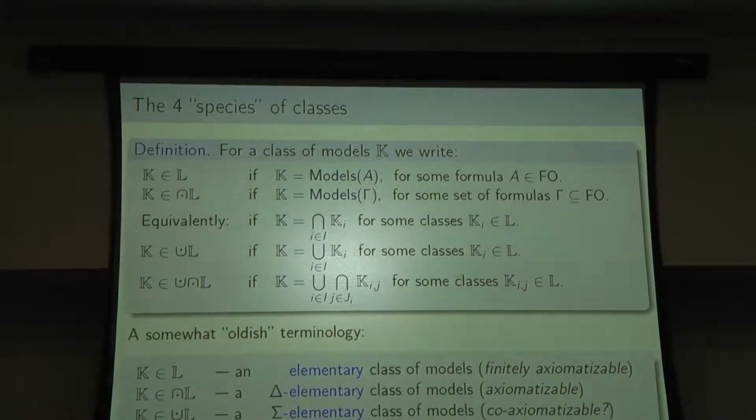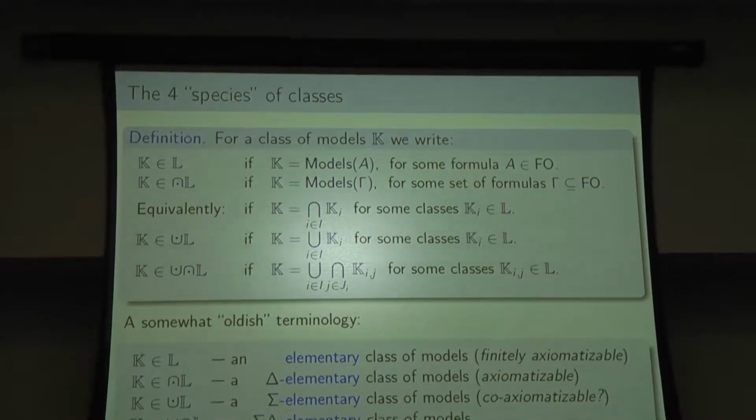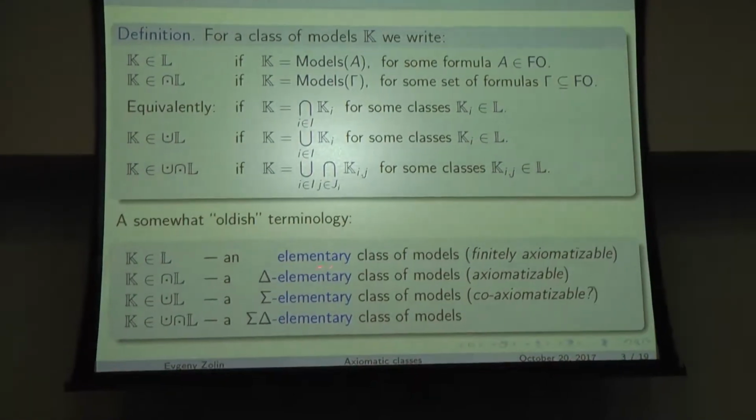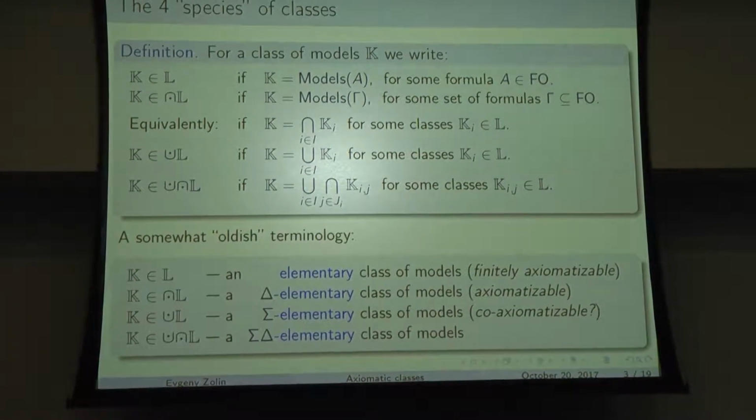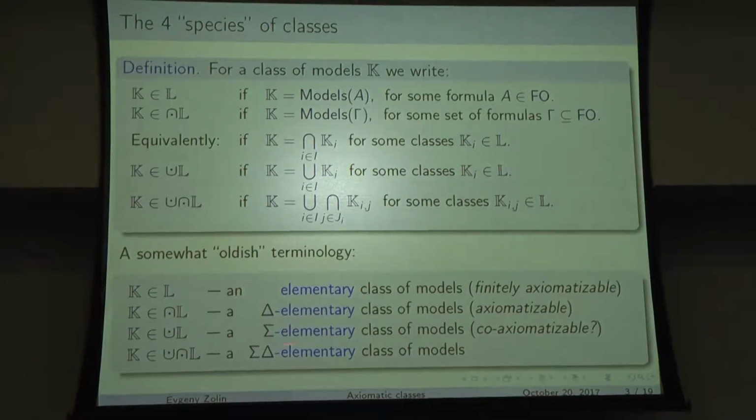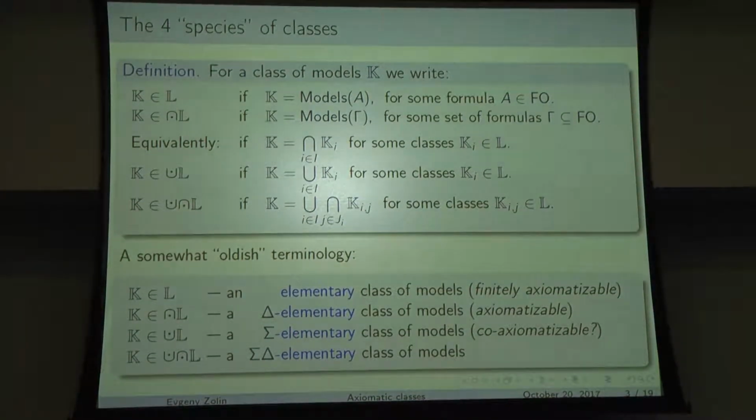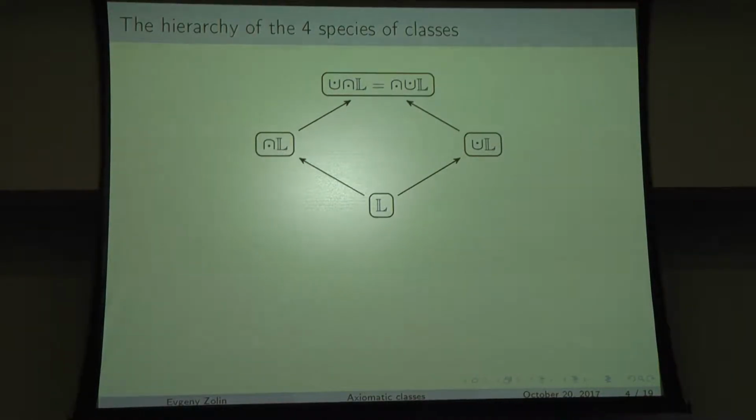There is an old terminology for these kinds or species of classes, as I say. Finitely axiomatizable classes are also called elementary. Axiomatizable are also called delta elementary. Then we have sigma elementary and delta sigma elementary classes, or sigma delta elementary. It doesn't matter. But nowadays, the terminology is a bit different. Quite often, elementary classes are axiomatizable, not just finitely axiomatizable classes. So I will not refer to this terminology in my talk. So the hierarchy looks as follows.